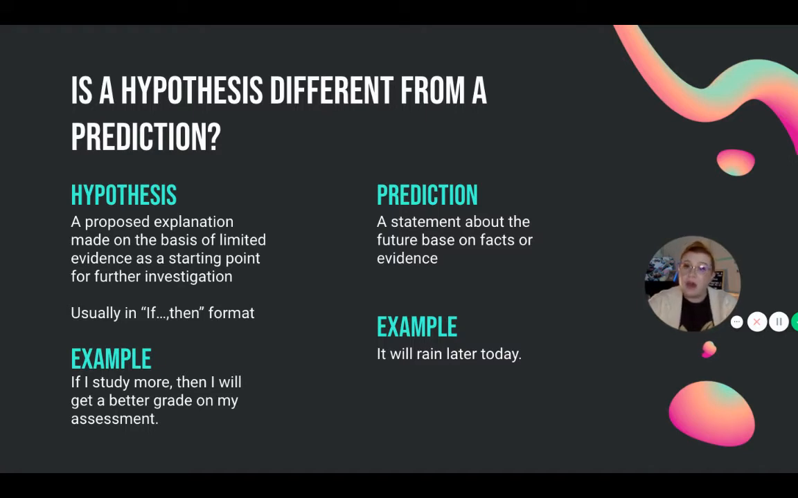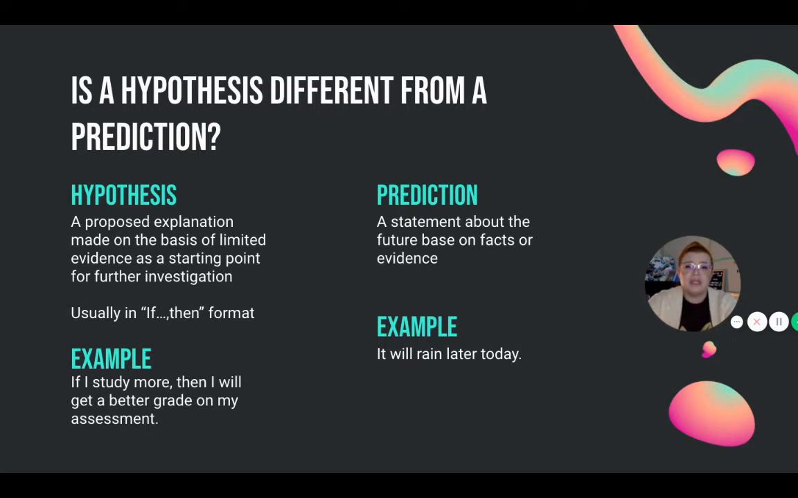An example of that, it's typically in the if-then format, and usually you have the independent or dependent variables in there. But an example I have here is, if I study more, then I will get a better grade on my assessment. So it's that if something, then this will happen. So that's a pretty formalized hypothesis. Again, you have that if-then statement.